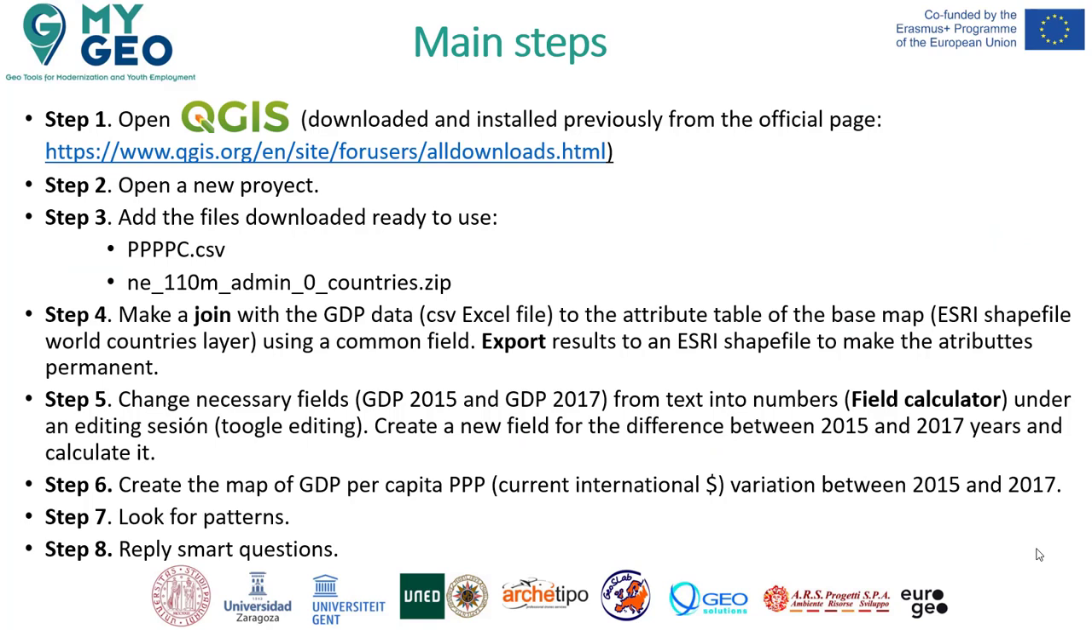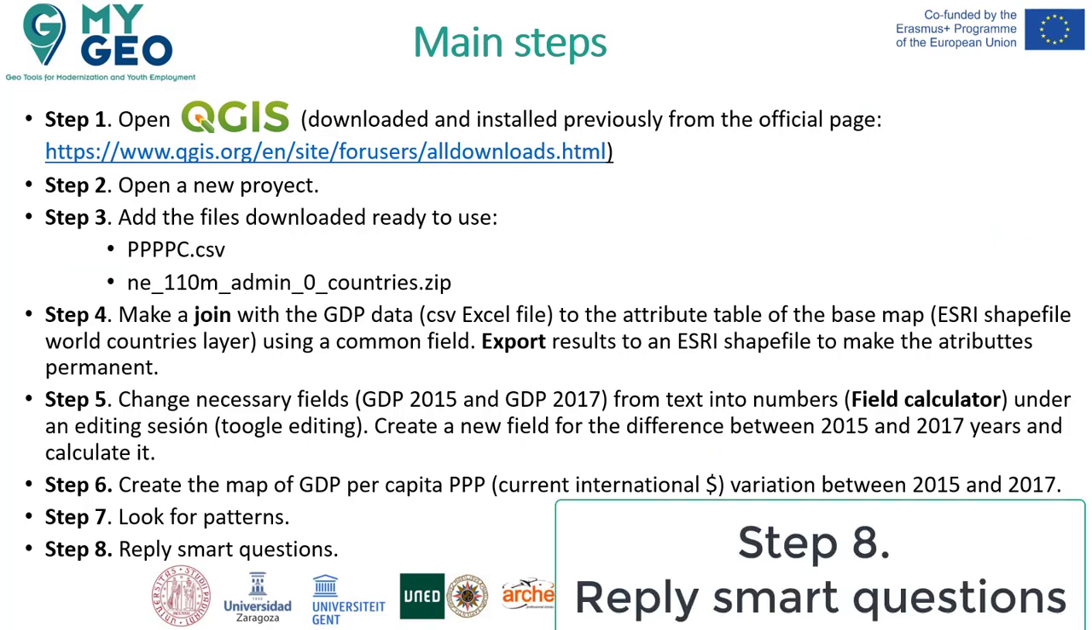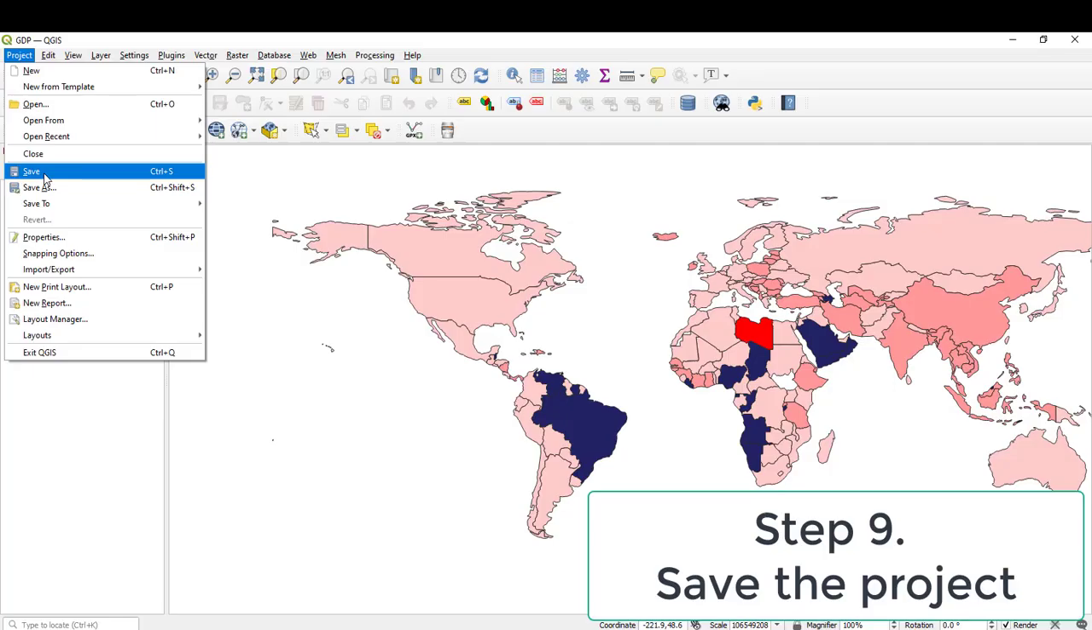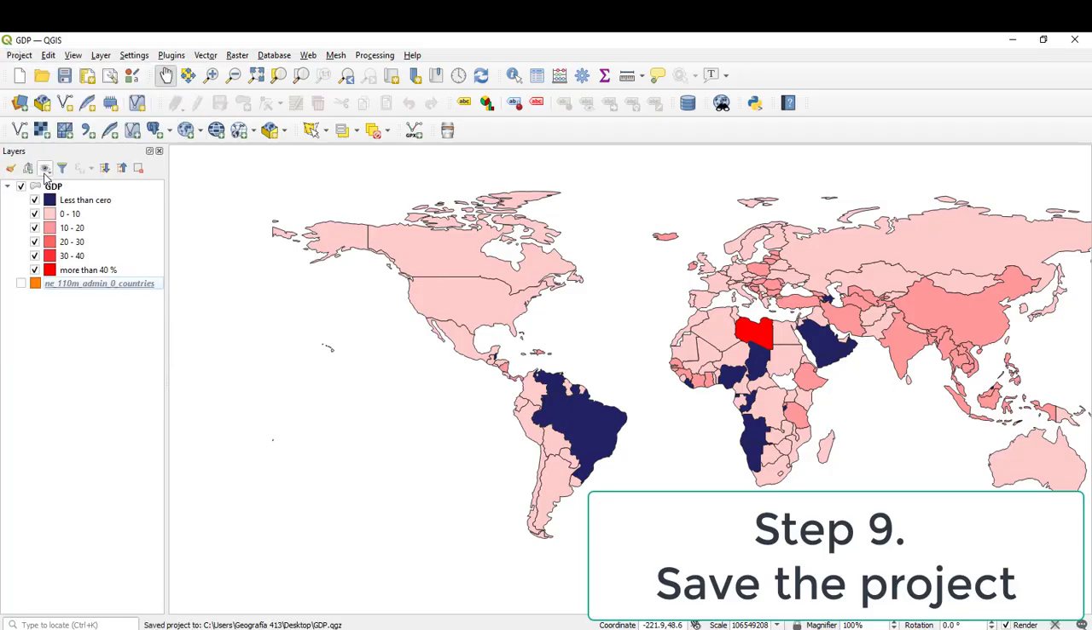8. For applying smart questions proposed on section 6, it is necessary to look at the map and do some data management on the attribute table. 9. Save the project.